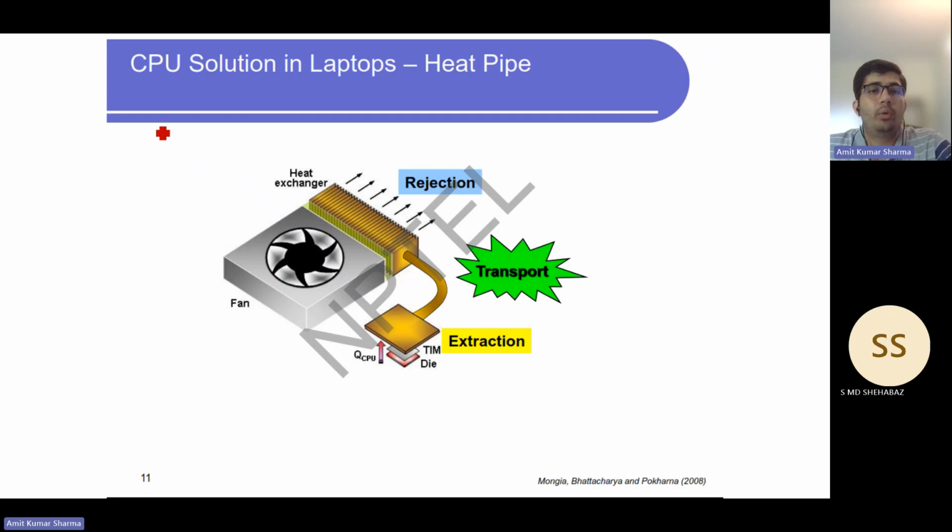So again, a CPU cooling solution in laptops, heat pipe. So you can see this is the heat extraction, this is the heat rejection. So this is the evaporator, and this is the condenser.